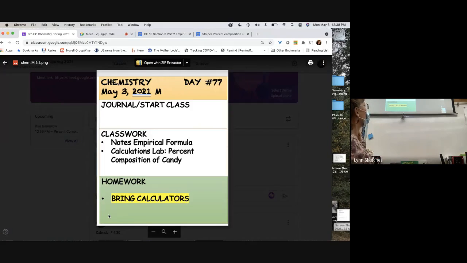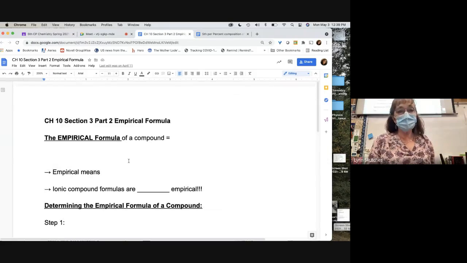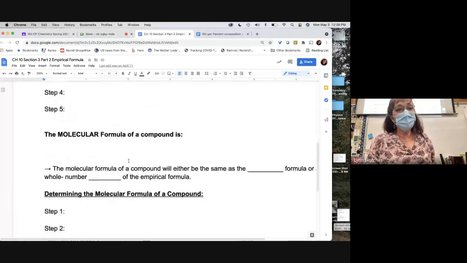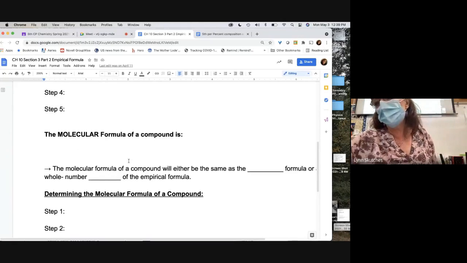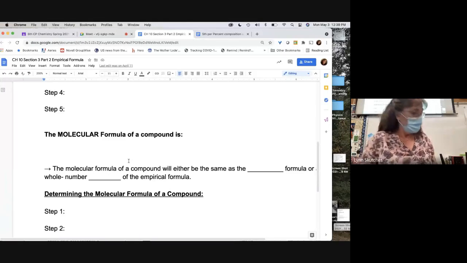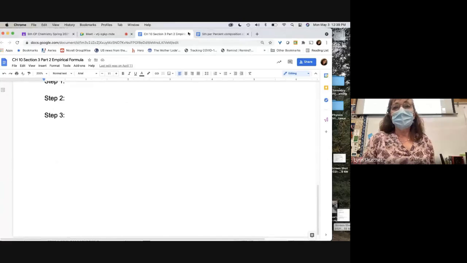Yeah, so I kind of already said that. Empirical formula, you have a note sheet that should have shown up, which you can type on if you want. I would strongly suggest just doing it on a piece of paper as you follow along, but you can use my note outline if you want to.